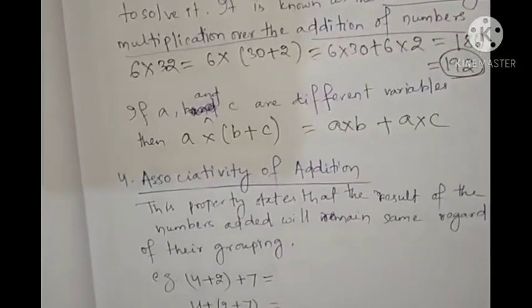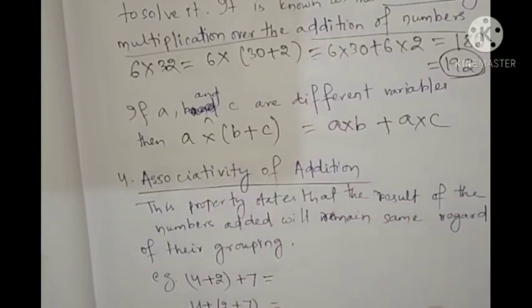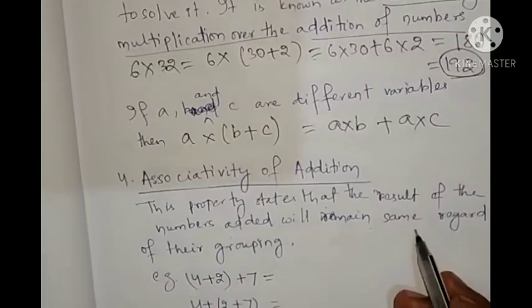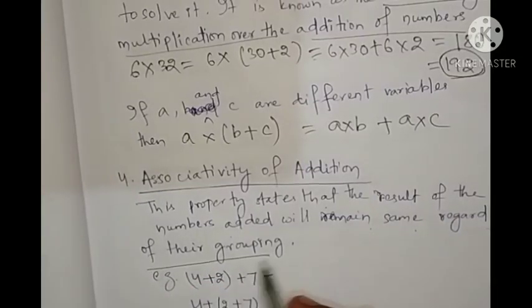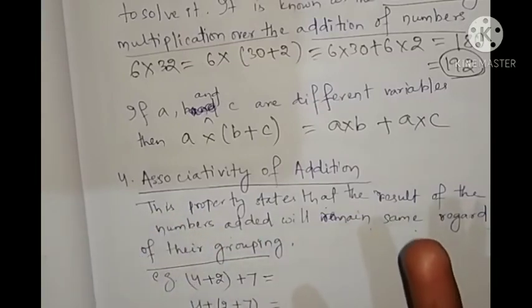Next see associativity of addition. Associativity, it is same like commutativity, but here in commutativity we are taking two numbers, but associativity will take three numbers and will group. Okay, and will group and add. So this property states that the result of the numbers added will remain same regardless of their grouping. So grouping does not matter. If we will group first two numbers and then add third number, or if we will group last two numbers and then add with first number, the result will be same.